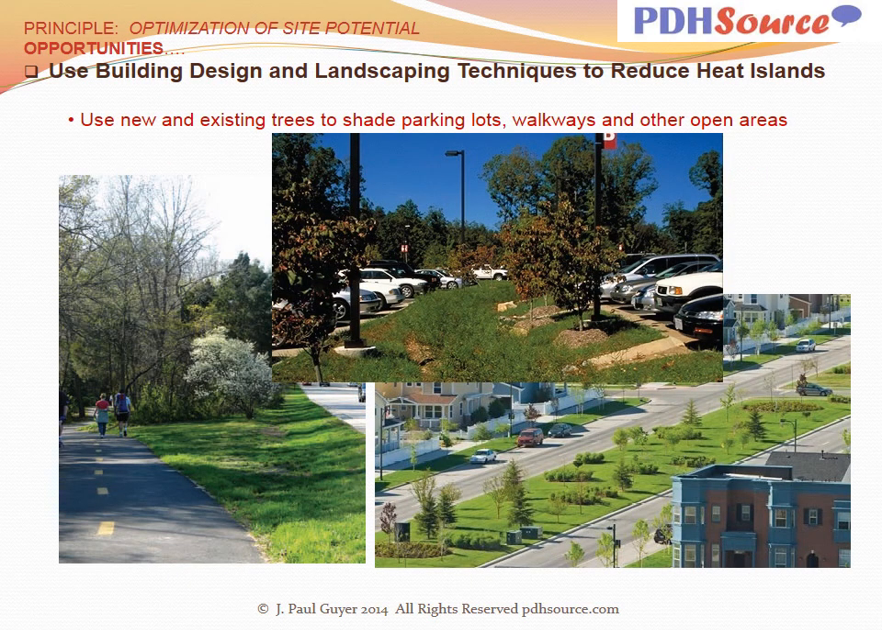Here are some illustrations of what is being done more and more in new urban and suburban developments: the provision of landscape areas, where the landscape area in and of itself is reducing the heat island, but also the planting of trees that, when they grow up, will shade the parking lot. So this is a common feature these days.